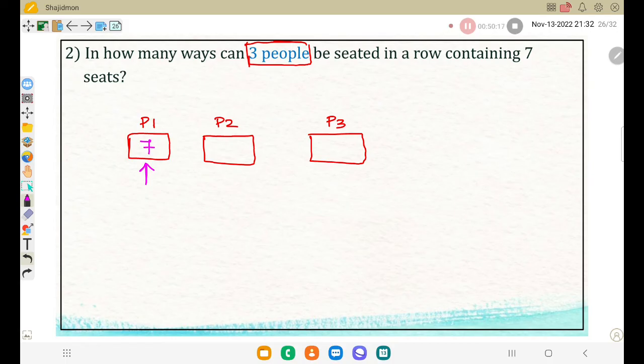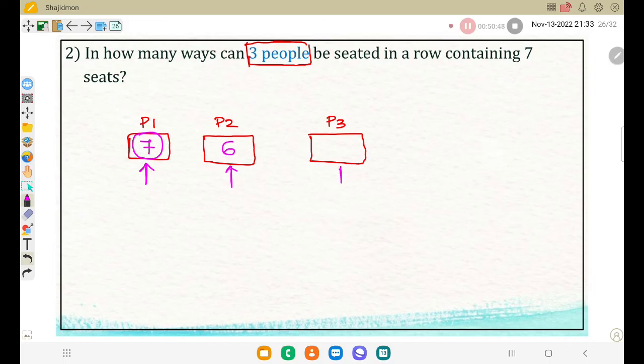First seat he can sit, second seat, third seat, fourth seat. How many options are available for him? 7 options are available, correct? So the first person has 7 options. Now person 2, how many options are available? One person has already sat in one seat, correct? So how many options does he have? The second person has only 6 options, because the first person already sat in one seat, so that seat is not available. So 6 seats remain, correct?